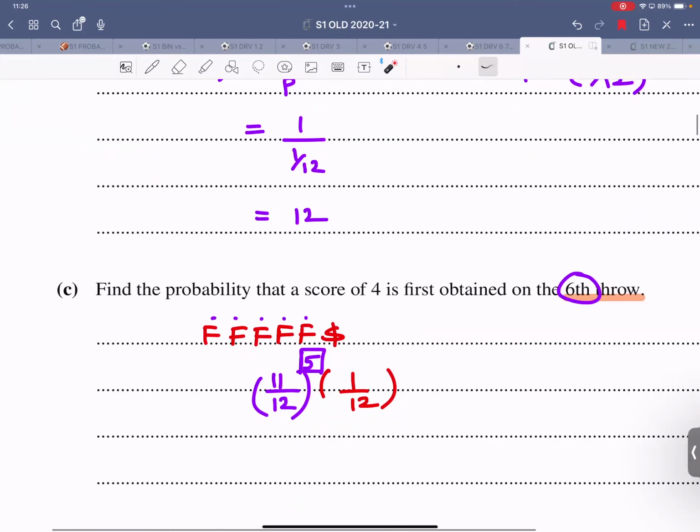Now it says, find the probability that the score of 4 is first obtained on the 6th throw. That means 6th is your success. There should be 5 failures. So failure probability could be written 5 times, multiplying by itself, or you can use indices. So 11 over 12 raised to the power of 5 into 1 over 12.